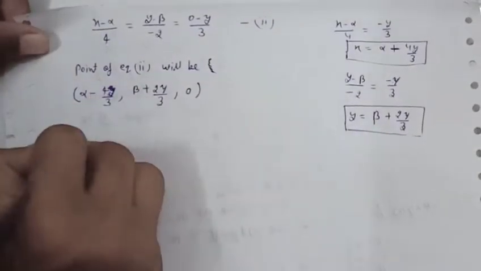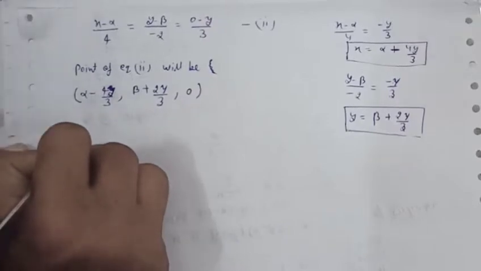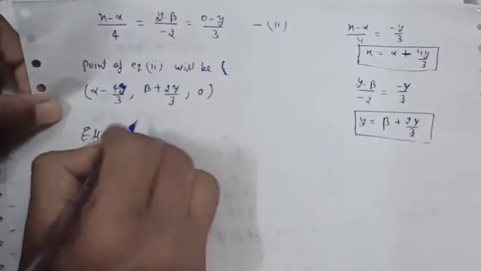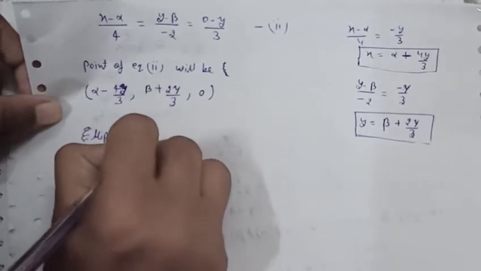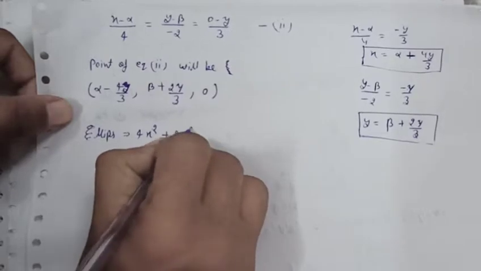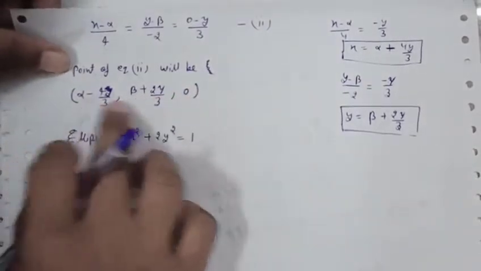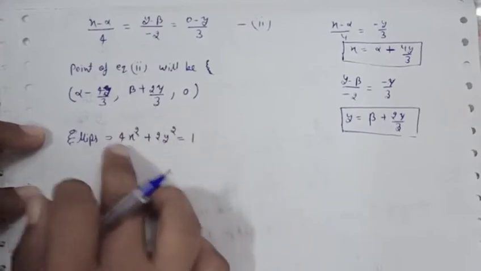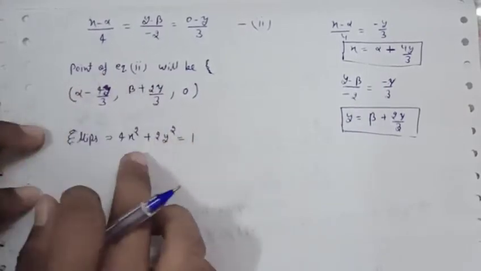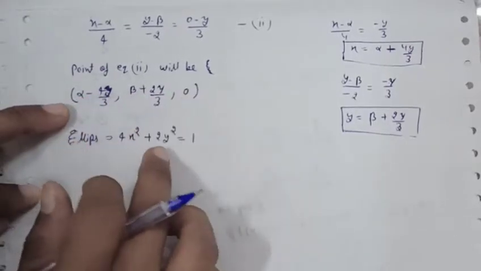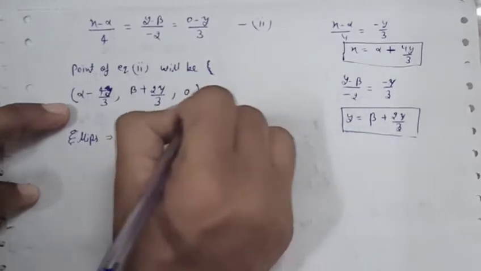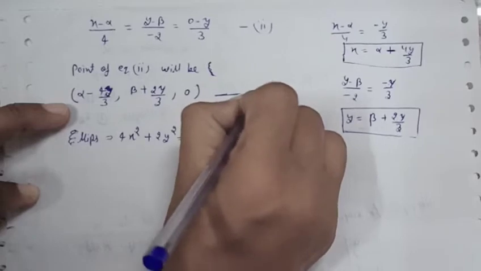Equation of ellipse is 4x square plus 2y square is equal to 1. Okay, so this point intersects this ellipse equation. So just put this point in this equation, it means x, y and z, put here. So from the third equation and the ellipse equation.